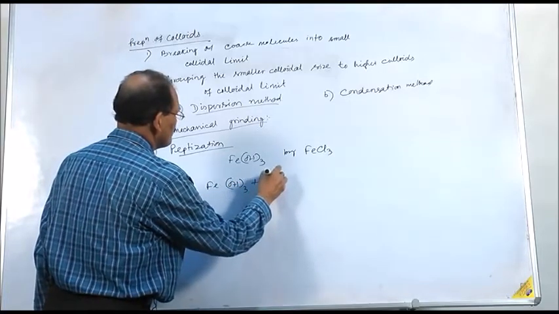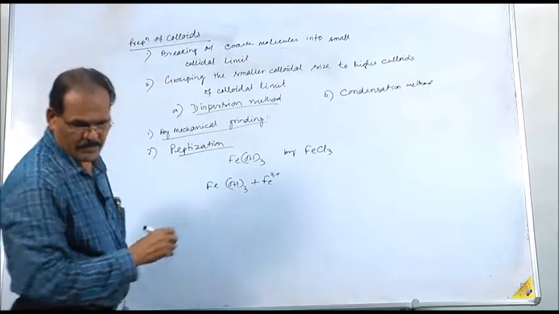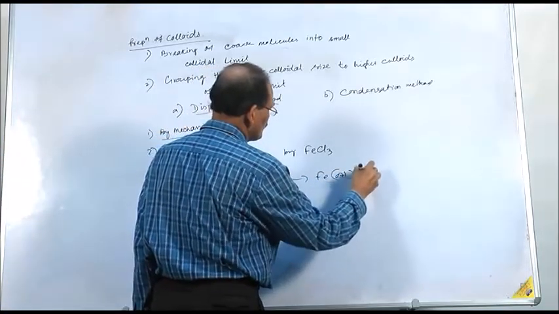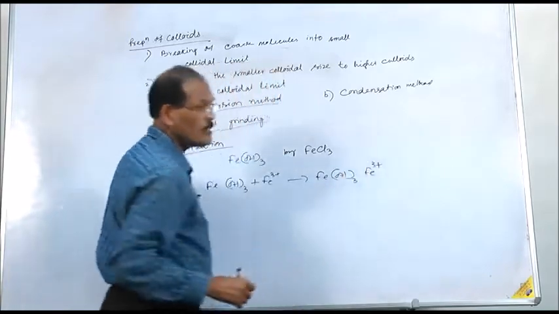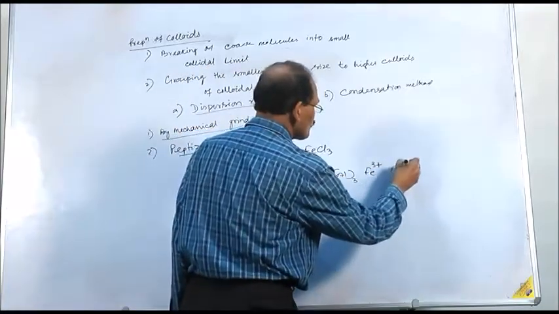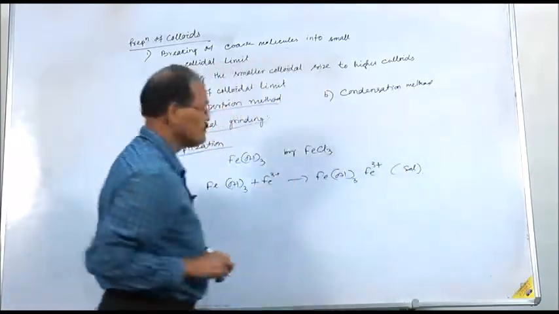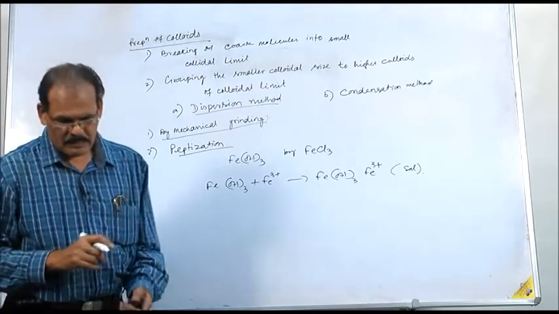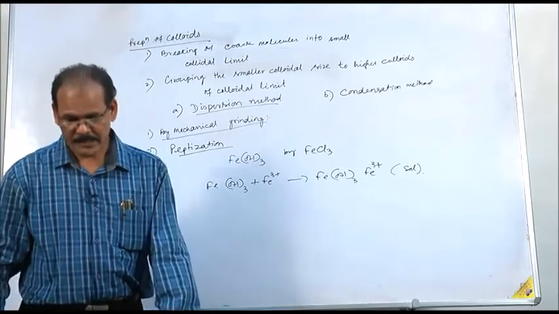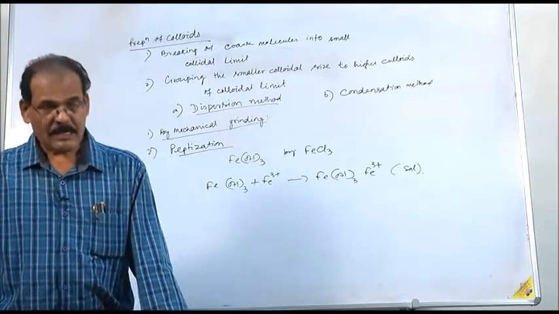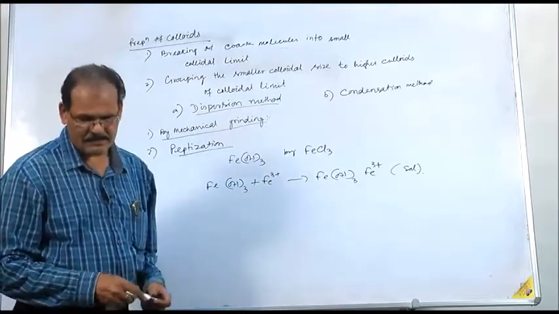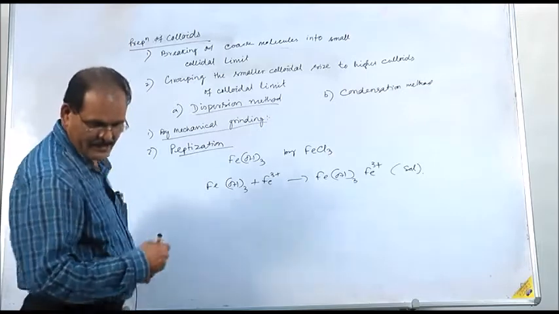So FeOH3 plus Fe3 plus ion forming FeOH3 and Fe3 plus. This is a sol. As such, the precipitate of many sulfides can be dispersed by passing hydrogen sulfide gas through water in which they are separated. Third thing, Bredig's arc method.